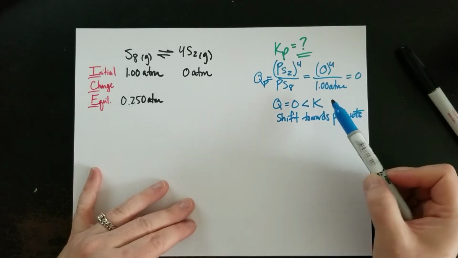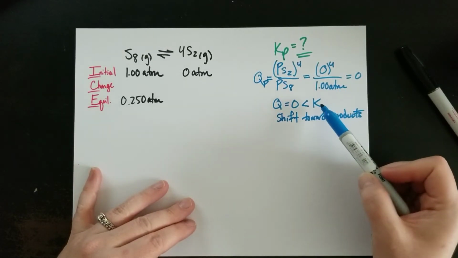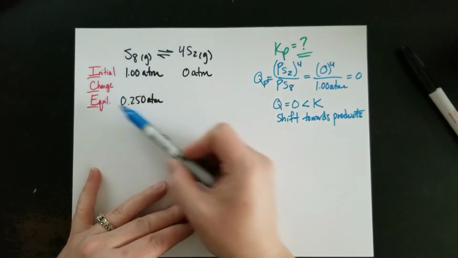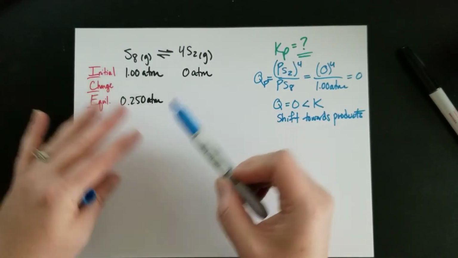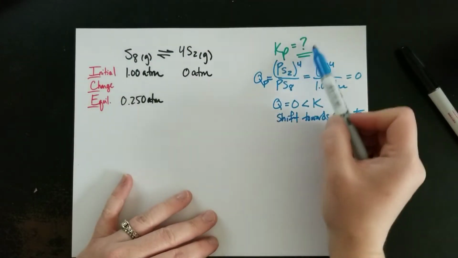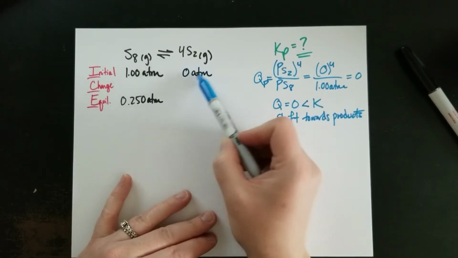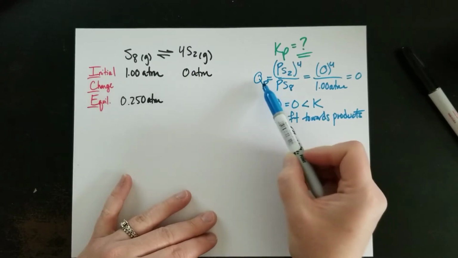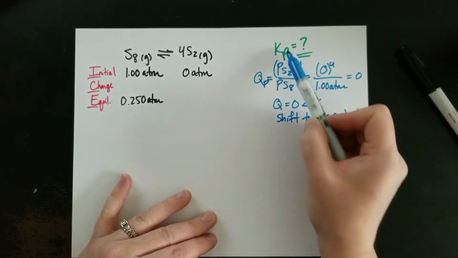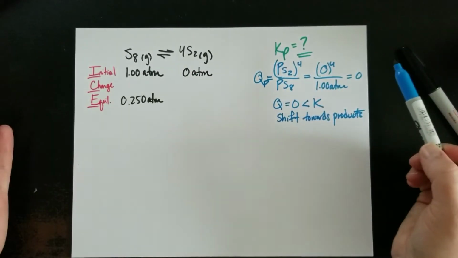Now, in some problems, as we're going to see a little bit later, you'll be given a K value for a problem like this, and you'll be solving for something different, right? In this case, we're actually trying to solve for K, so they didn't tell us what it is. So if we did have some value here for the S2, it would be really hard to compare Q and K because we wouldn't know what K is, so how would you compare them?